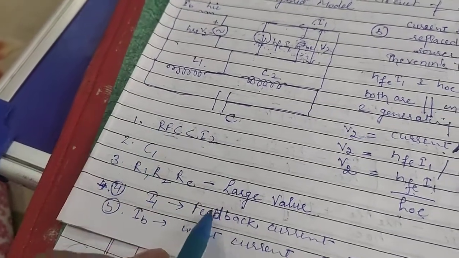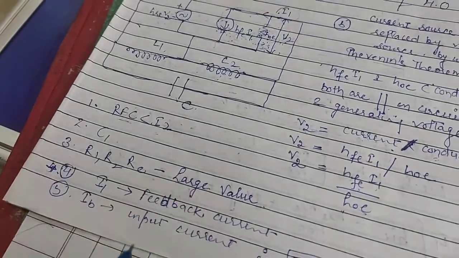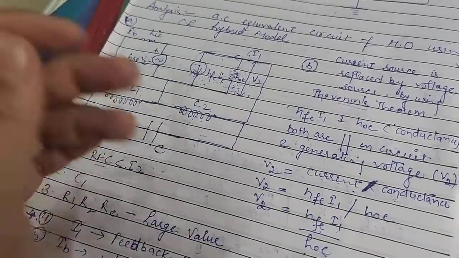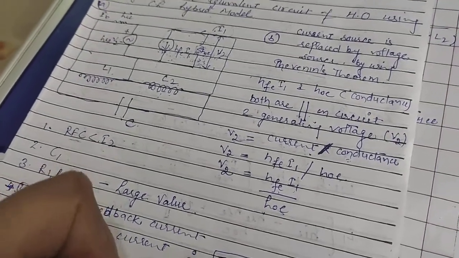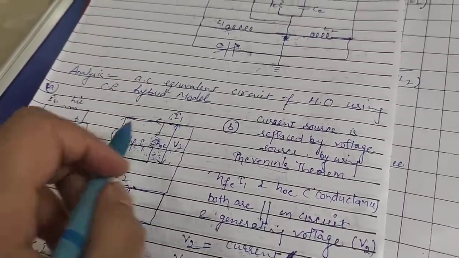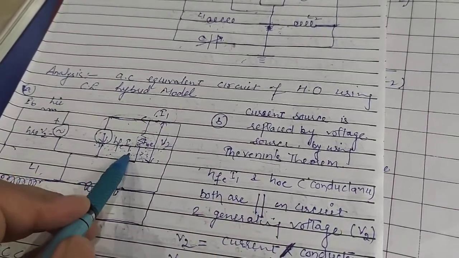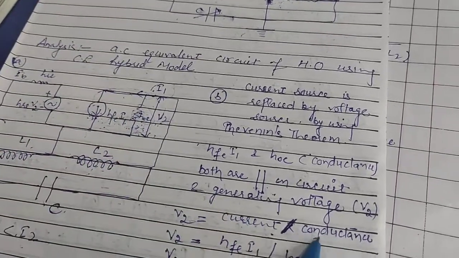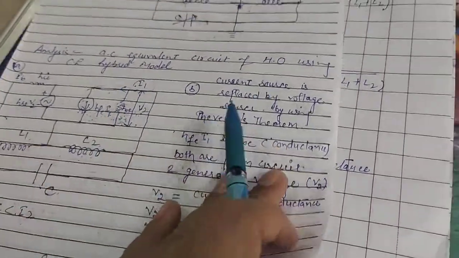C1 will also not affect the operation. I1 is our feedback current and IB is our input current, and for the feedback circuit I1 should be either equal to IB or greater than IB. So for the current situation we have considered IB equal to I1. Now we will again convert the current source into a voltage source by using Thevenin's theorem, as HFE I1 is our current and HOE is our conductance. So voltage is equal to current divided by conductance, which is equal to HFE I1 divided by HOE.